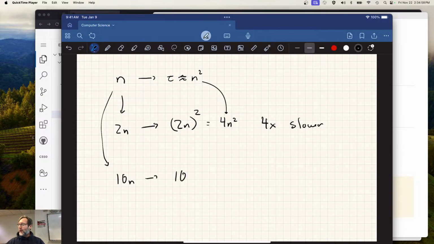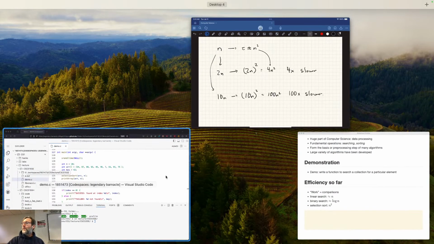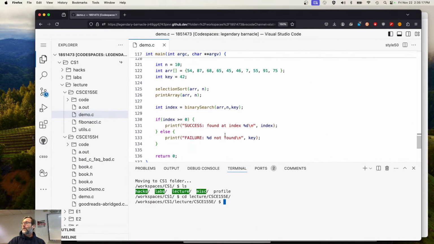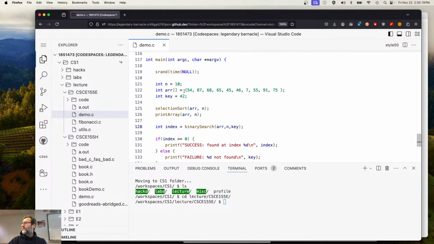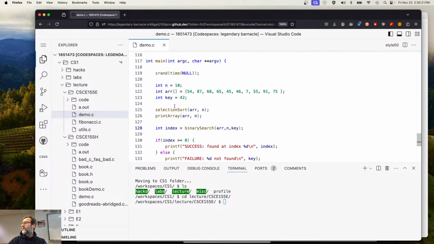Right? 10n squared. If I go up in order of magnitude, that is equal to 100n squared. In other words, 100 times slower. Right? At least that's from the perspective of this theoretical analysis here. Let's come over here and measure it. Right? So, the selection sort, binary search, whatever.